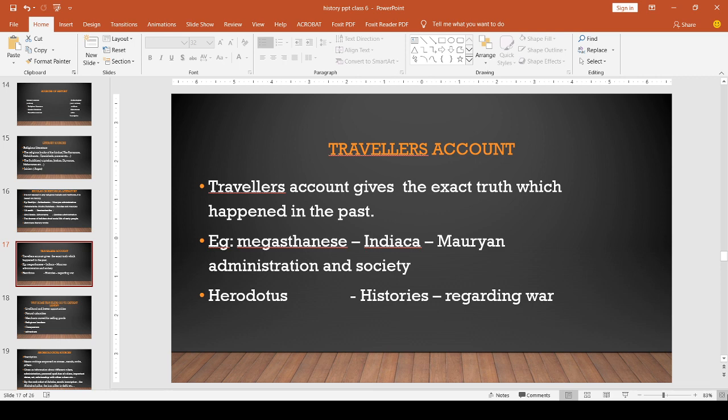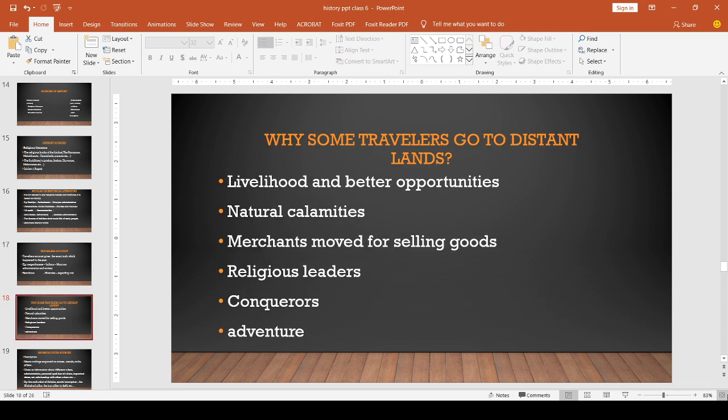The next small topic: why some travelers go to distant lands. Travelers means a person who moves from one country to another country or one place to another place. That person we call a traveler, right? Why are they moving from one place to another place? Yes, in order to find better opportunities. Some people travel to distant lands in search of livelihoods and better service opportunities, right?